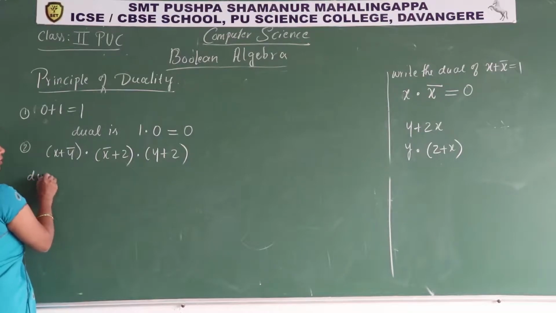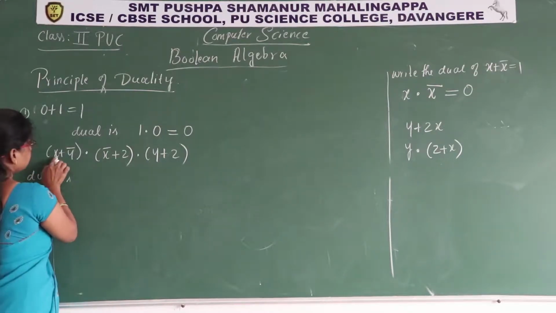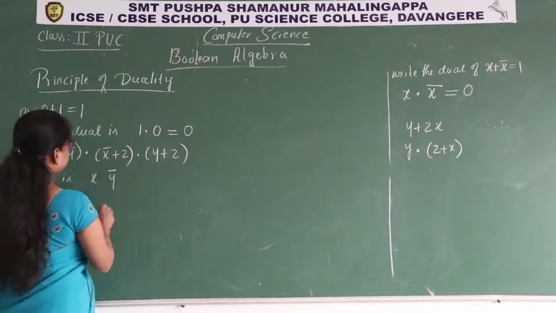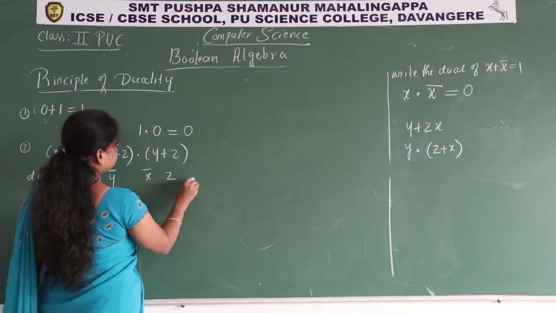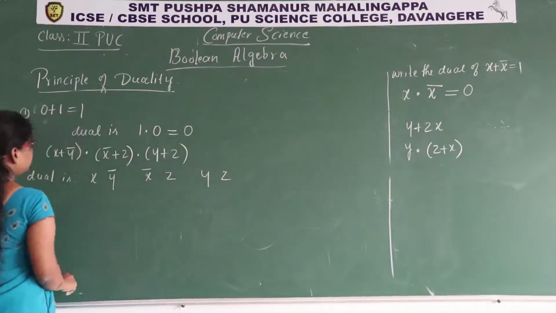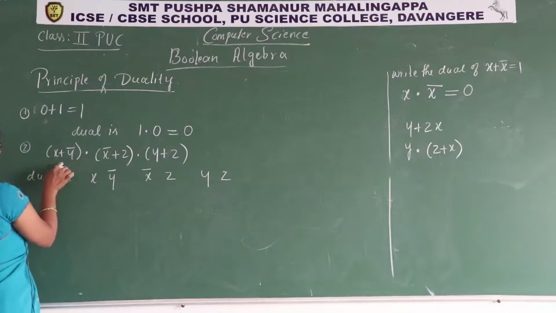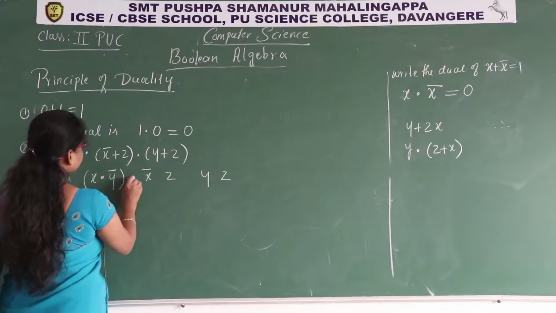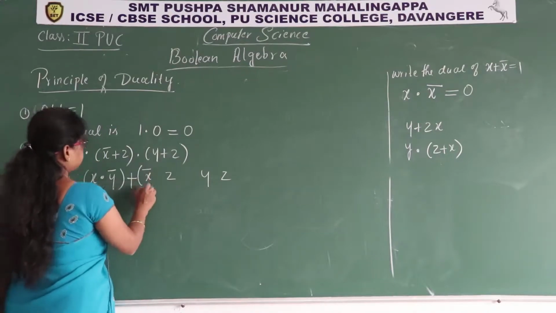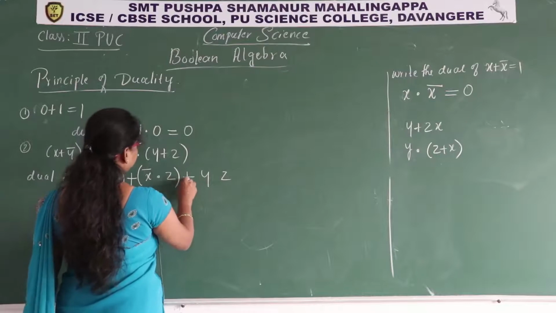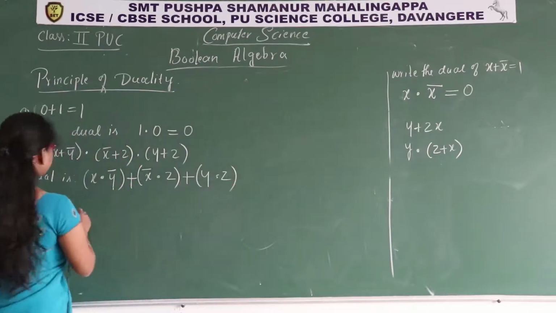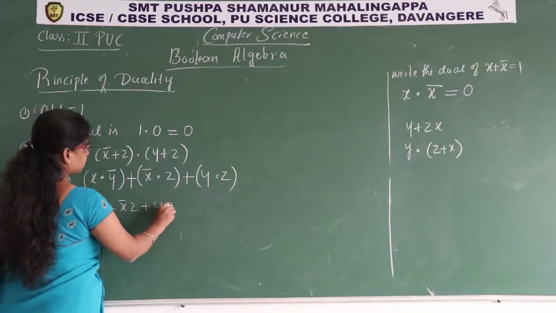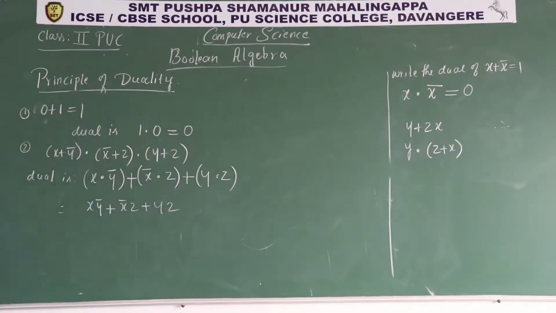Now the dual of this expression: x plus y bar. So let us write the variables as they are: x y bar plus x bar z plus y z. Now let us apply the dual rule. Plus becomes dot and dot becomes plus. Here dot becomes plus, and this becomes dot. Or you can write it as x y bar plus x bar z plus y z. So this is the dual of this expression.